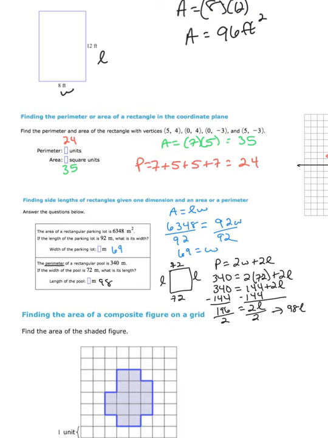All right? So perimeter of a rectangle, remember that includes a square, is 2 times the width plus 2 times the length. So if you know one dimension, you can find the other one.